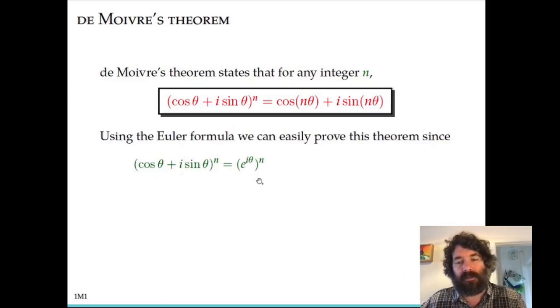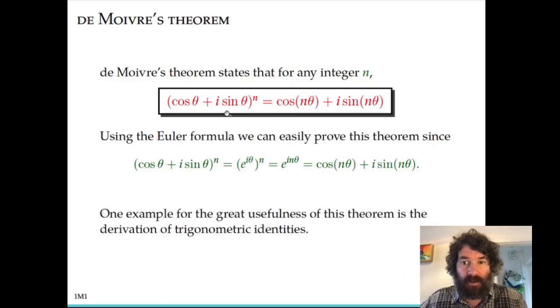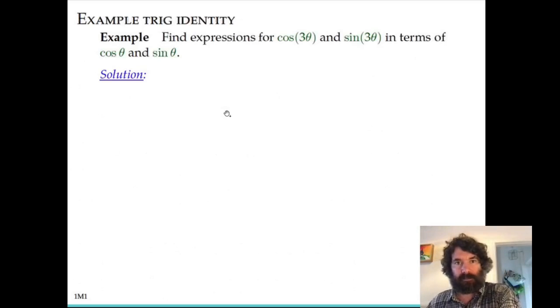And then we use the property of the exponential. It says e to the I theta raised to the nth power is e to the I n theta. And then once again, Euler's formula says that that's cosine of n theta plus I sine of n theta. And that gives us this formula shown in the box, de Moivre's theorem. And so you can work out trig identities, as I said, for cosine of n theta using this by multiplying out the left-hand side. Let me do one example of that. We'll find expressions for cosine of 3 theta and sine of 3 theta.